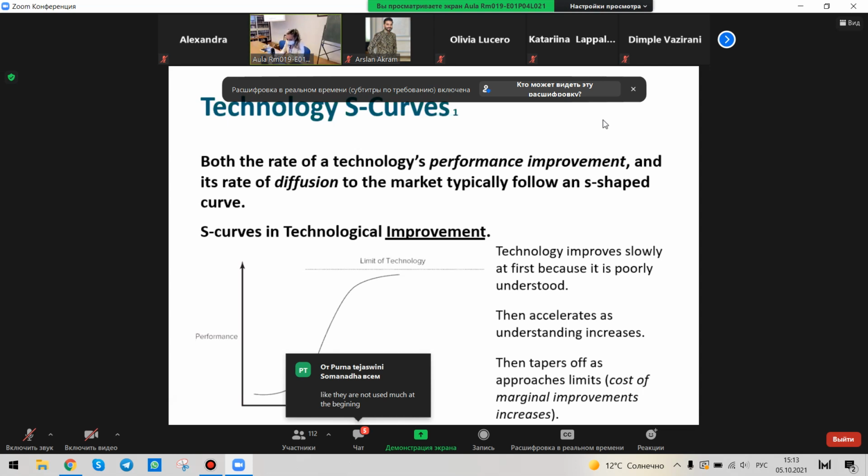Yes, they are not used so much, but we will see this process that is related to innovation adoption in the next slides. Okay, so this phenomenon can be also used to represent how the market adopts a specific innovation.